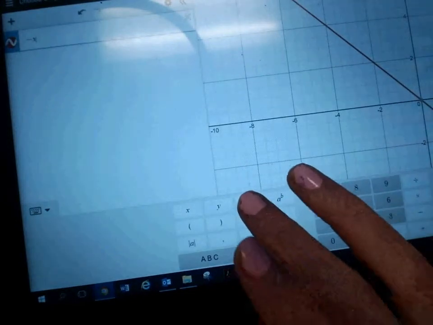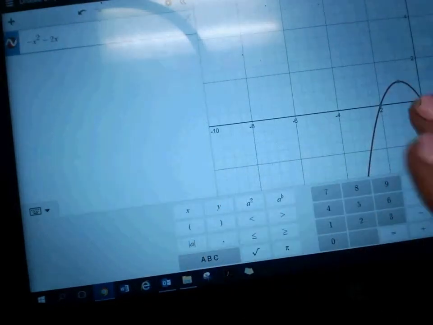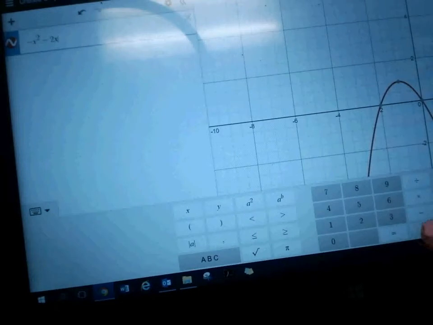So you can pull up this keyboard at the bottom and type in negative x squared minus 2x, you can kind of see it taking shape over here, plus 8. And I'm going to zoom in on the graph.